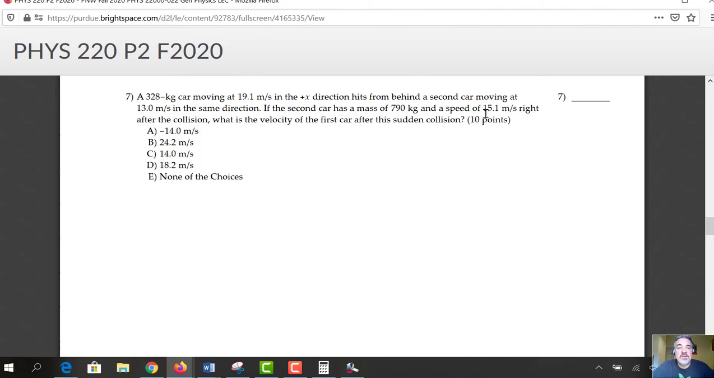you know, in this scenario. And we want to know what is the velocity of the first car after this collision, right? Because the second car goes from 13 to 15.1. You could imagine that happening. If that happens, the first car is going to have to actually slow down to conserve momentum. Good, so let's set it up. It's a collision problem. Again, collisions, we use conservation of momentum to solve these. Let's look at this.